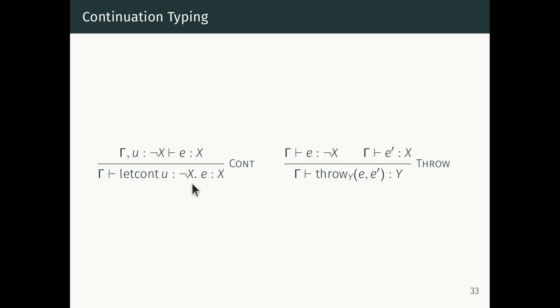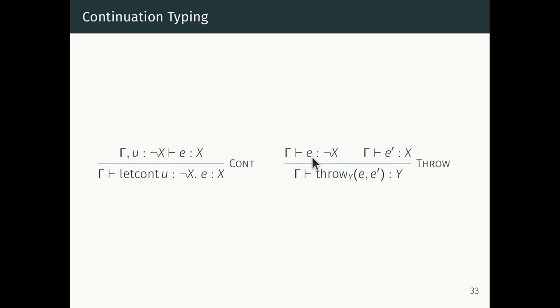So we want to prove x, and so we assume not x holds. And then if we're ever able to find a contradiction, we'll immediately be able to prove x. And so that's how we're going to use the continuation rule. And so that shows up in the typing for throw.